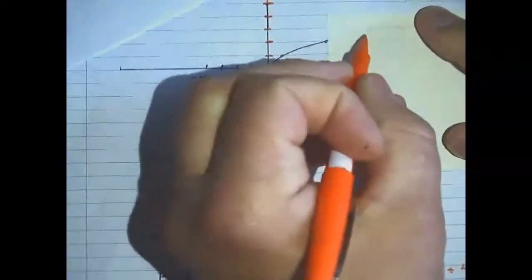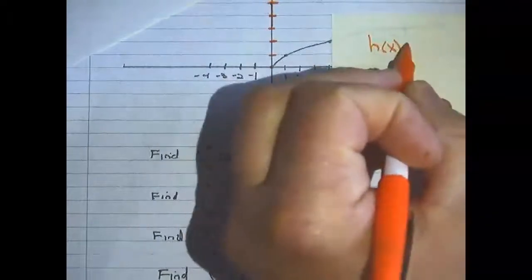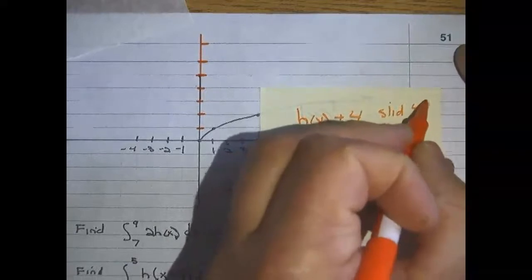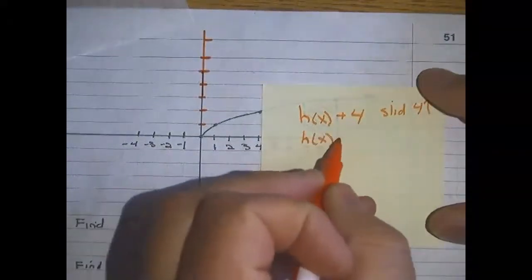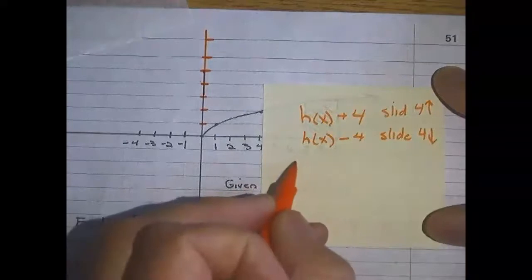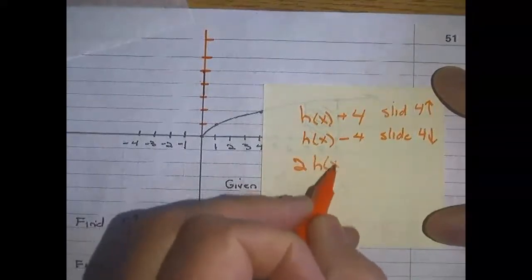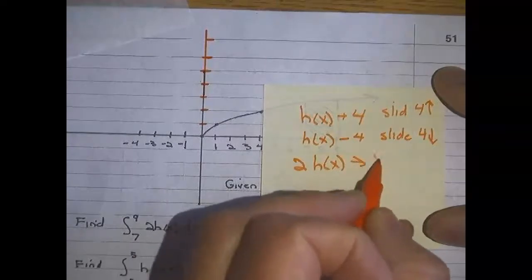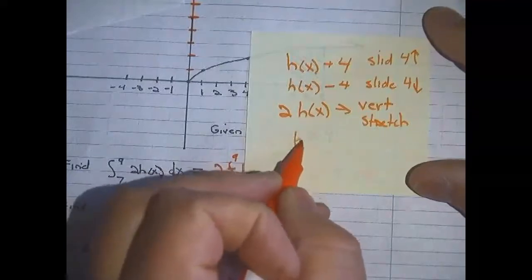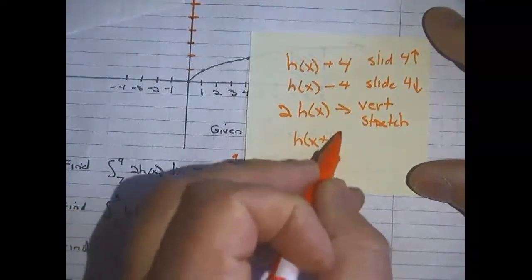So last year we did transformations. When you had a graph and it did this, that means it slid up. We took that graph and we slid it 4 up. If we did this, we slid it 4 down. Okay, if we did this, we vertically stretched it. Okay, if we did this, what did that do? Yes?